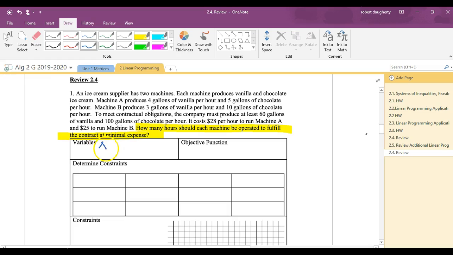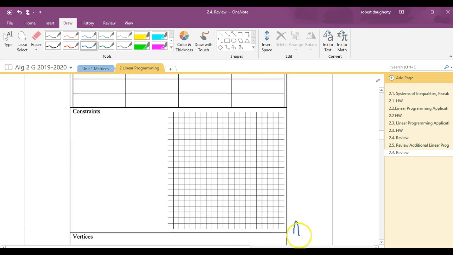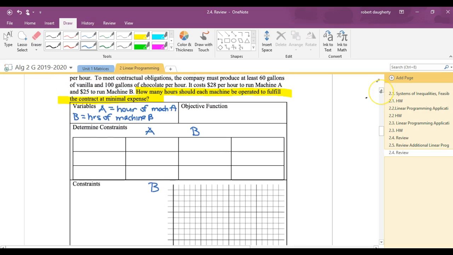So I'm going to let A equal the hours of machine A, and I'm going to let B equal the hours of machine B. Once I do that, I know that this is A, this is B. I'm always consistent. This is the A axis, and this is the B axis. Also, once I do that, I know my objective function is going to have an A and a B in it. What is my objective function?